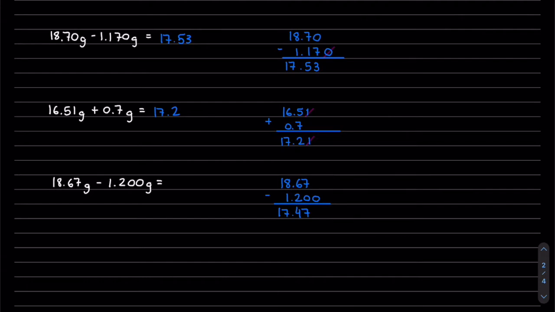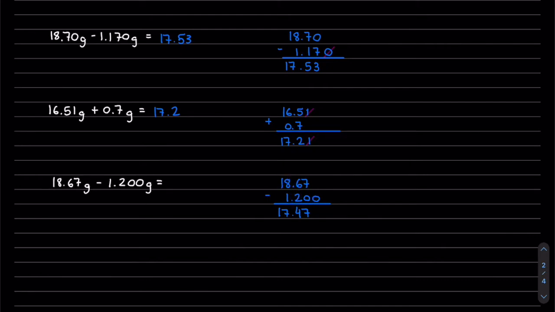Anyway, the next one's going to be 18.67 grams minus 1.200 grams. As you can see, this one has 4 significant figures. This one also has 4 significant figures. But like I said, the process is based on where the decimal is. So again, let's set it up.